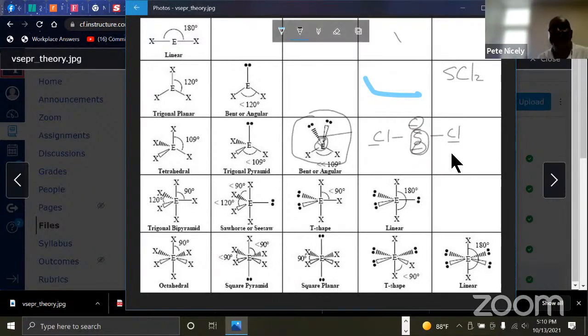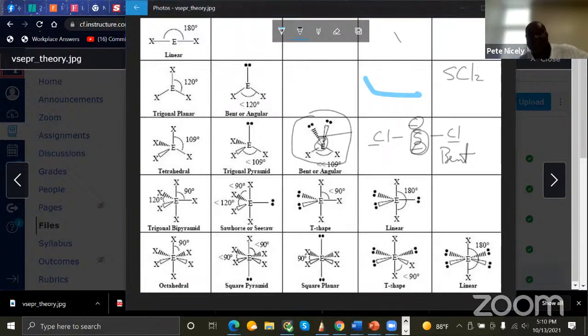So therefore, we can predict that the shape of this molecule will be bent or angular, or V-shaped. That's basically how you're going to use this chart. This chart is what you're going to refer to if you're given any question that deals with molecular shapes. I just thought I should point that out to you.